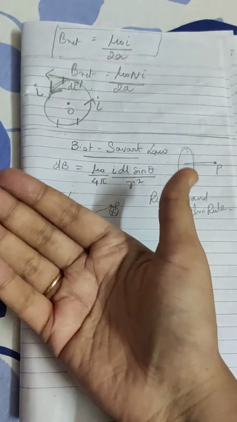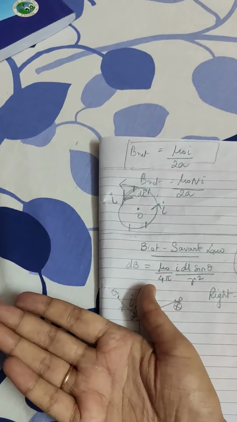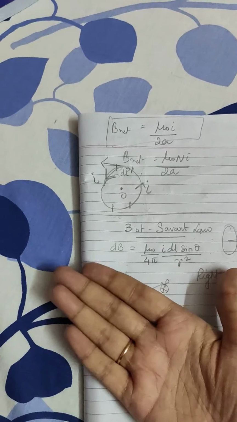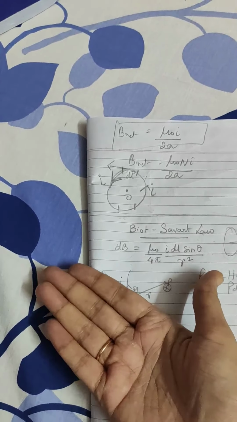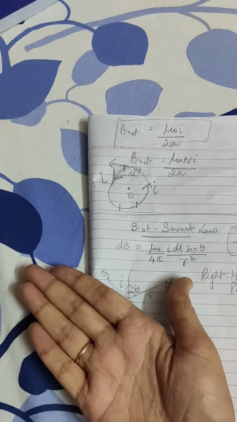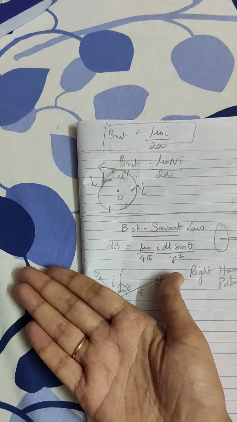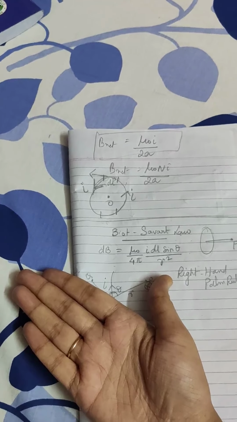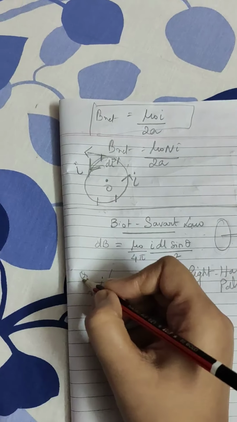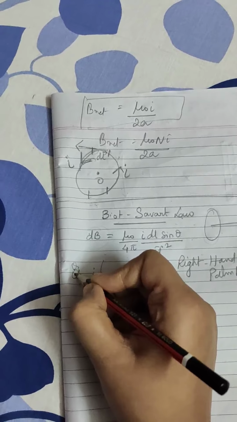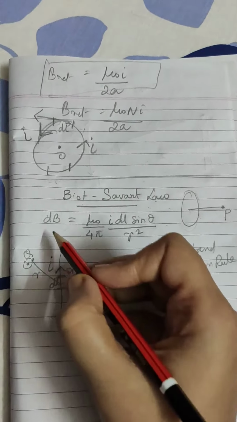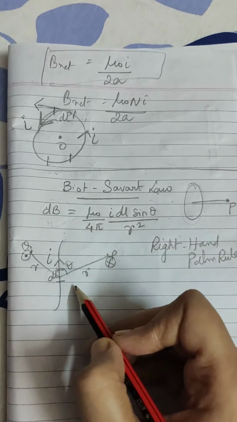For the point Q, the thumb is pointing in the direction of the current and the fingers are pointing at the point Q. Then the perpendicular to the palm is outwards. So here the field will be outward. This is how we find the direction and the magnitude of the magnetic field by the Biot-Savart law.